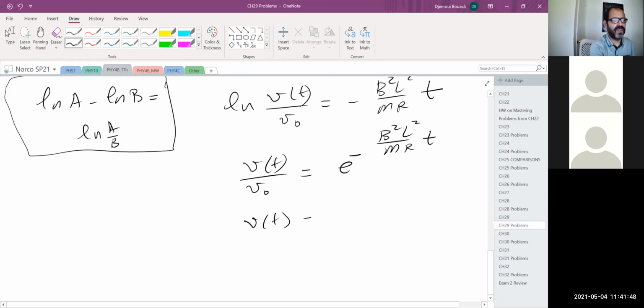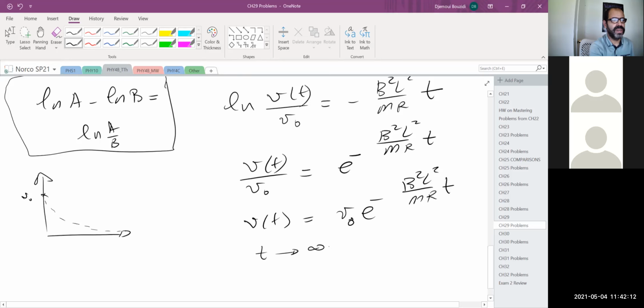In other words, v sub t as a function of t, we found the velocity as a function of time to be simply v naught times exponential of minus b squared L squared over mr t. So this rod velocity will change from the initial velocity that we gave it and decays exponentially until it reaches 0. So when does it reach 0? When t goes to infinity. So when t goes to infinity, this velocity will reach 0. That is the property of the exponential.